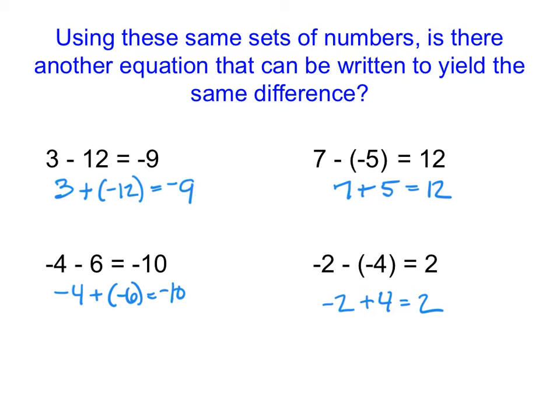So the first step I did was I turned subtraction to addition. And now let's look at the number that came after the subtraction sign. This was a positive 12, and now it's negative. This was a negative 5, and now it's positive. This was a positive 6, and now it's negative. This was a negative 4, and now it's positive. So the second thing I did was I made the second number the opposite.